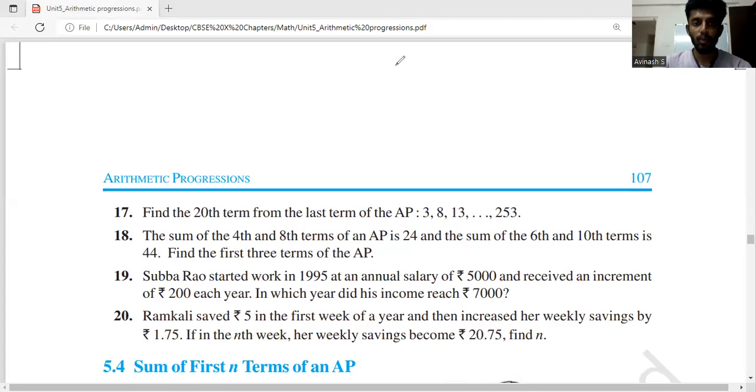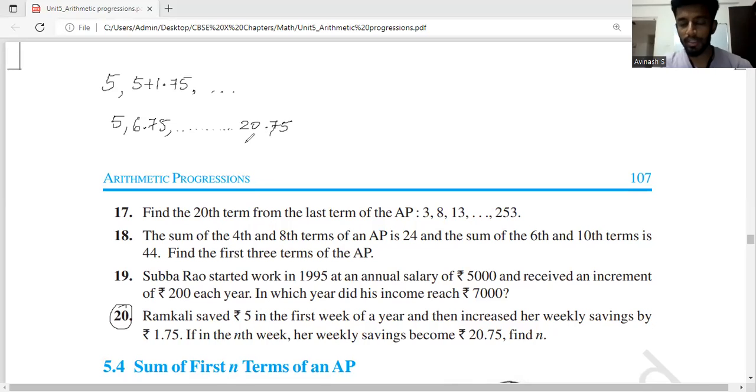When it comes to the 20th question, they have given that there is a person called Ramkali. She saves rupees 5 in the first week. So 5 rupees in the first week, and then she increases her weekly savings by 1.75, which means in the second week it is 5 plus 1.75. In the third week it is 5 plus 1.75 plus 1.75, likewise. So the AP is 5, and then 5 plus 1.75 is 6.75, and so on. And after a few weeks, the savings is 20.75.